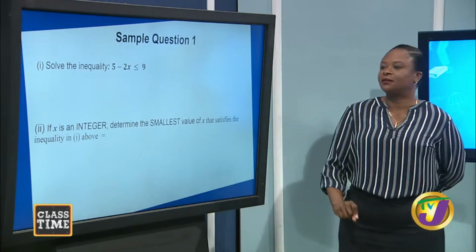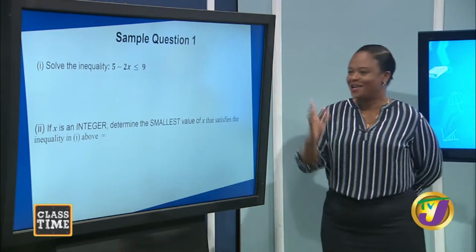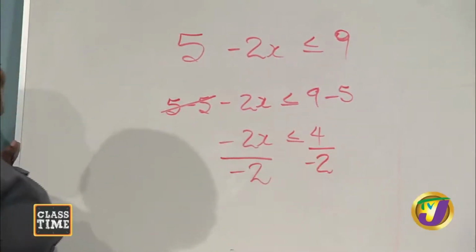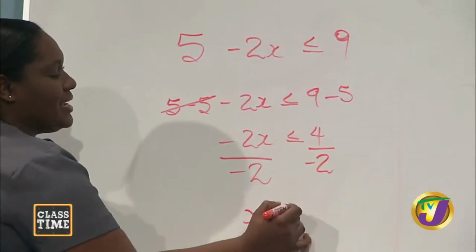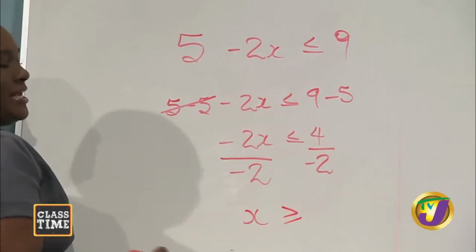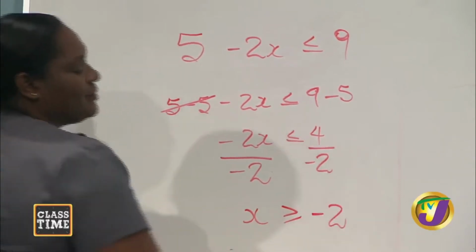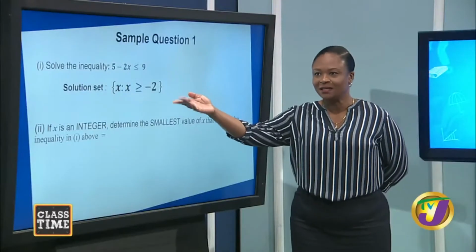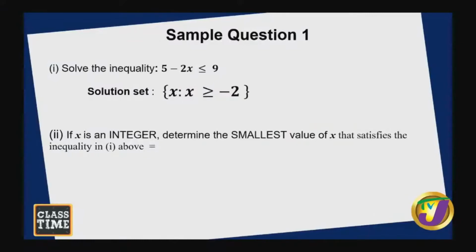Quite a mouthful. So we are going to be dividing both sides by negative 2. Now x is, flip the sign, do the reverse, greater than or equal to negative 2. The set builder notation says the set of x such that x is greater than or equal to negative 2.